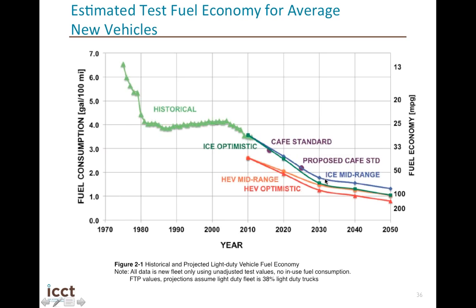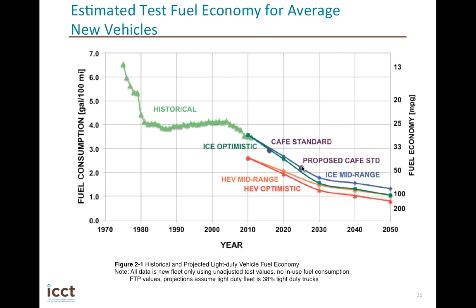So the blue line here is the internal combustion engine mid-range. The green line is the internal combustion engine optimistic. The orange is the hybrid mid-range, and the red is the hybrid optimistic. And so you can see, and I've also posted on here the actual CAFE standards for 2016 and for 2025. These are the purple. So you can see that the committee's estimates show that the CAFE standards can probably be met with these weight reductions and improvements in the ICE.